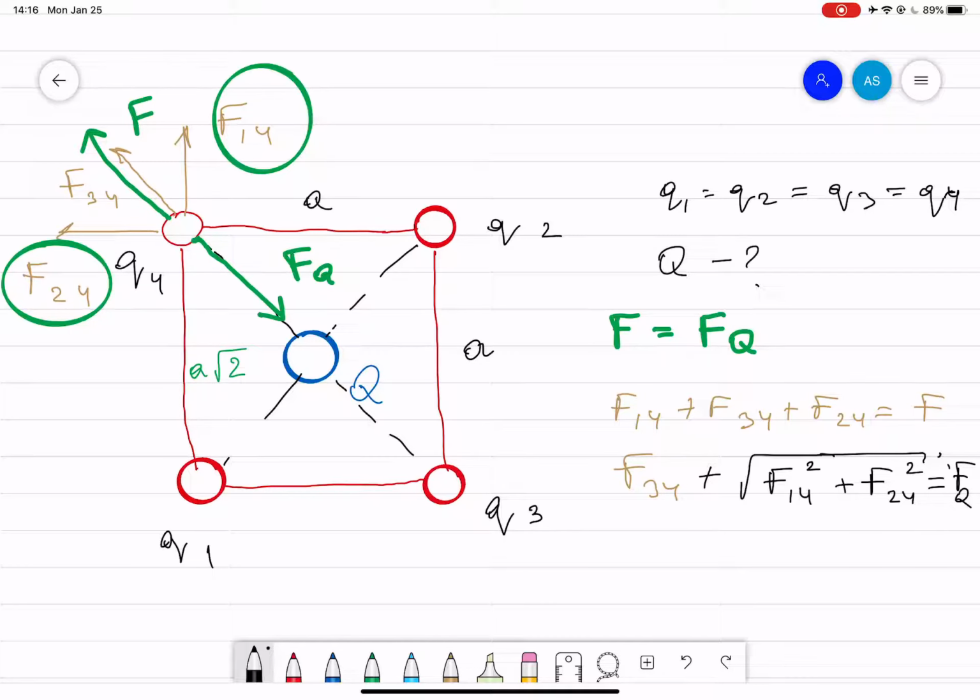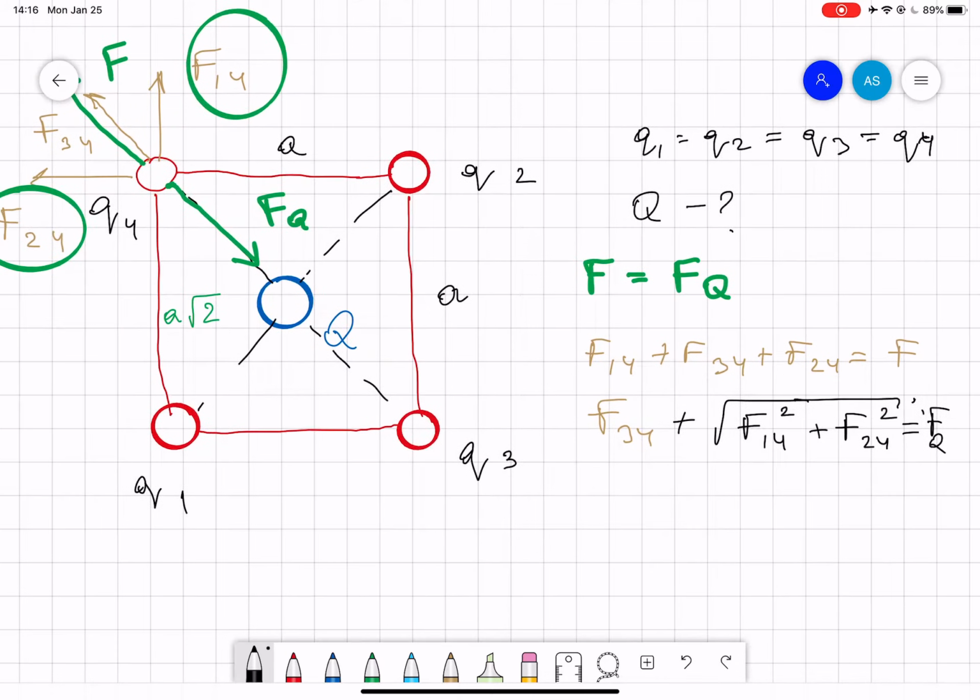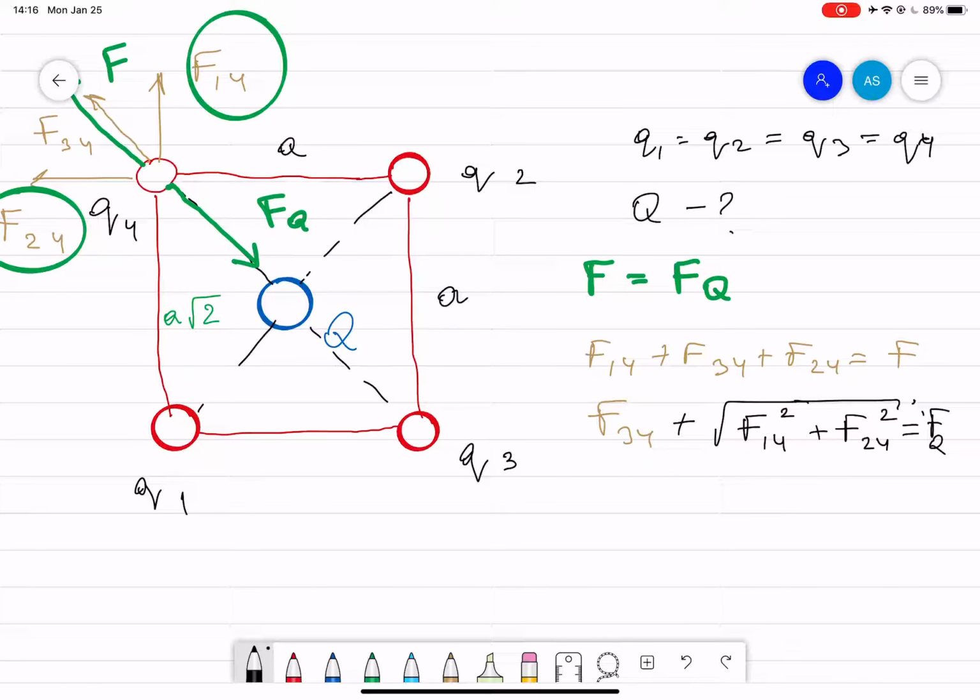Now, what is F34 equal to? Let's start writing down the formulas. Let me write it separately first, and then we can combine them. F34 is equal to k Q4 times Q3 divided by the distance between Q4 and Q3, which is (A square root of 2) squared.